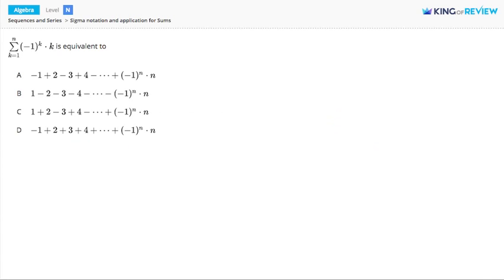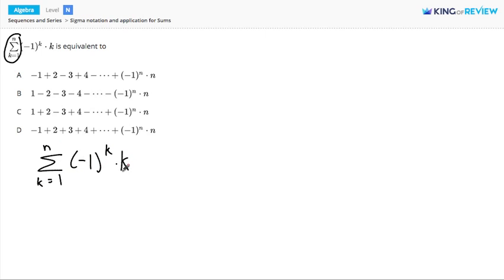Here we have a series in sigma notation, sum notation, and we need to determine which of these four series it's equivalent to. So, let's take a look. We have the sum from k equals 1 up to n of negative 1 to the k times k.